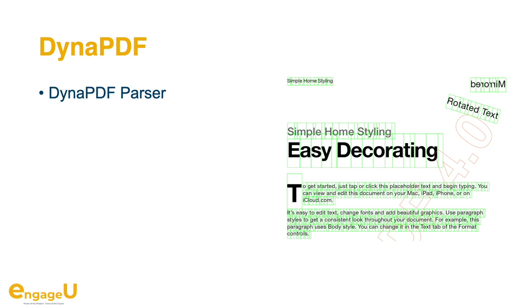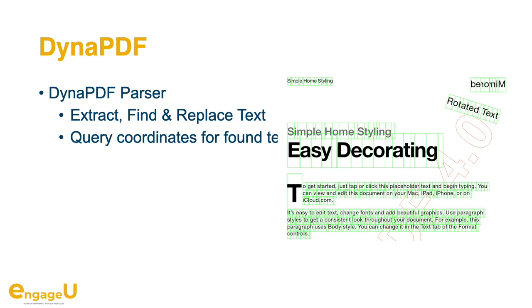Then we got a parser interface where you can do a lot of things with the content of a page. Like you can extract the text of a page, you can do search and replace. So you can replace placeholders with the text you want. You can also query the coordinates for the text you found. So you can ask where is a certain text on the page. You can delete text in a rectangle.